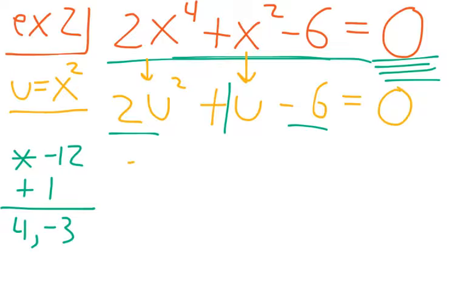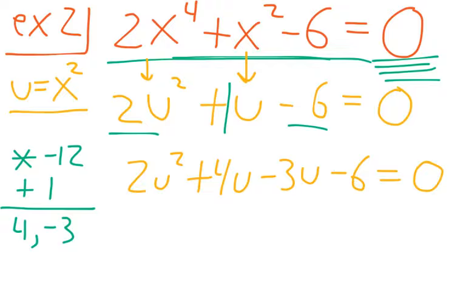Keep yellow here. So 2u squared plus 4u minus 3u minus 6 equals 0. So I'm just pulling apart that middle term again, right? Splitting it up. Factor both sides separately. This might be review for a lot of you guys, but you should remember this once you look at it again.